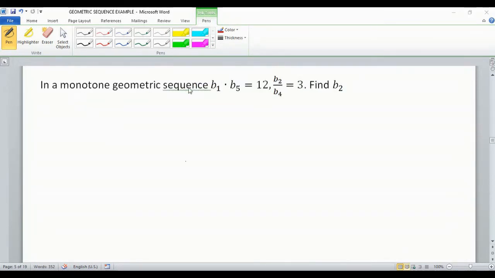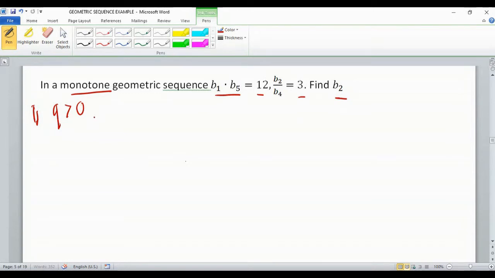In a monotone geometric sequence, the first term times the fifth term is equal to 12, and the second term over the fourth term is equal to 3. You need to find the second term. So from here, we know from the definition of monotone that if k is more than 0, that means increasing.